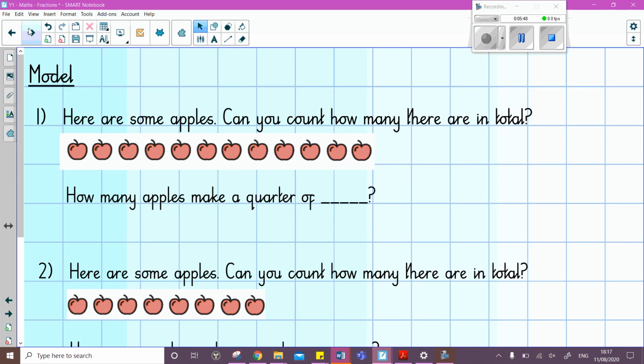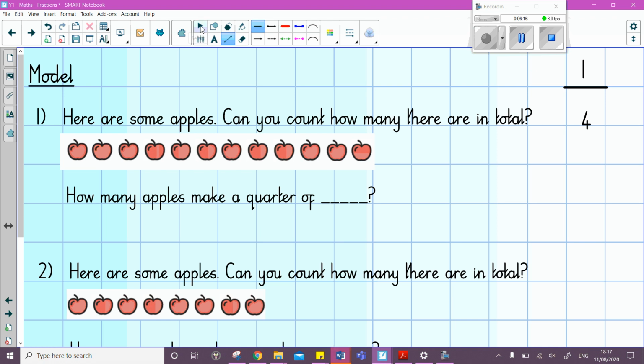Now we're going to move on, and we're looking at that success criteria, that third one down. We're going to be thinking about making sharing into quarters. Now a quarter looks just like this. So 1 quarter, okay, and this bottom number here, the denominator, tells us that we are sharing into 4 equal parts. So when we are sharing in quarters, there are going to be 4 equal parts.